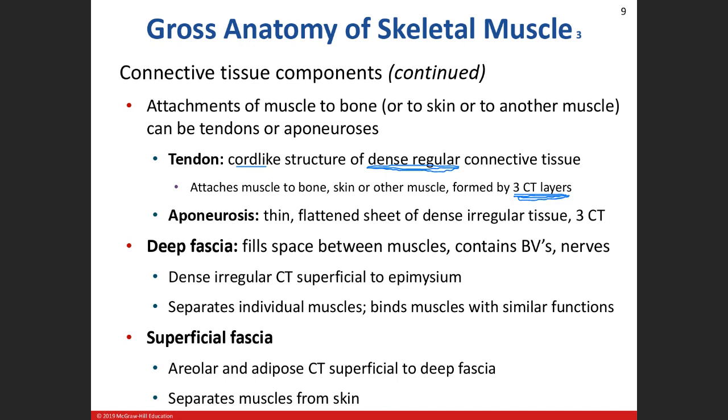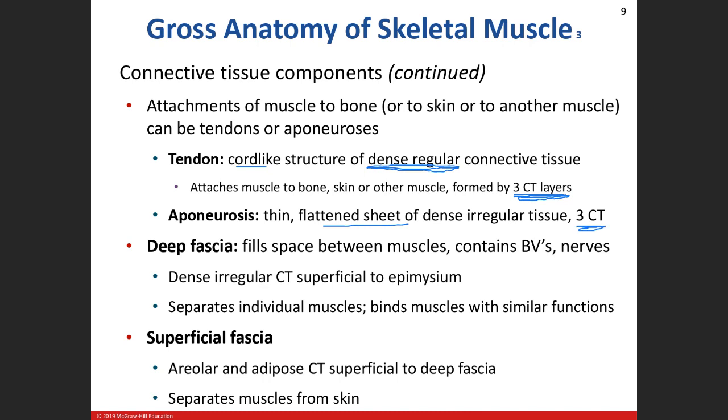So the tendons, all right, what we'll see is the epimysium, the perimysium, and the endomysium, they'll all converge, and they will help to form the tendon. Okay, they all come together. Now, we already saw what an aponeurosis is. It's just a flat version of the tendon. Same thing. It's got the three connective tissue layers also.